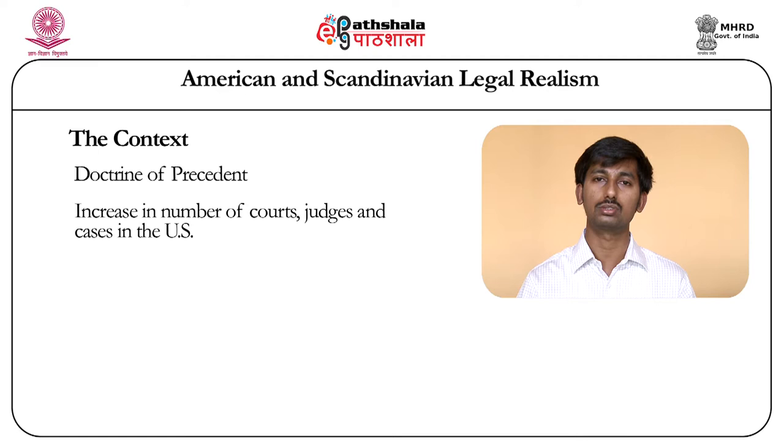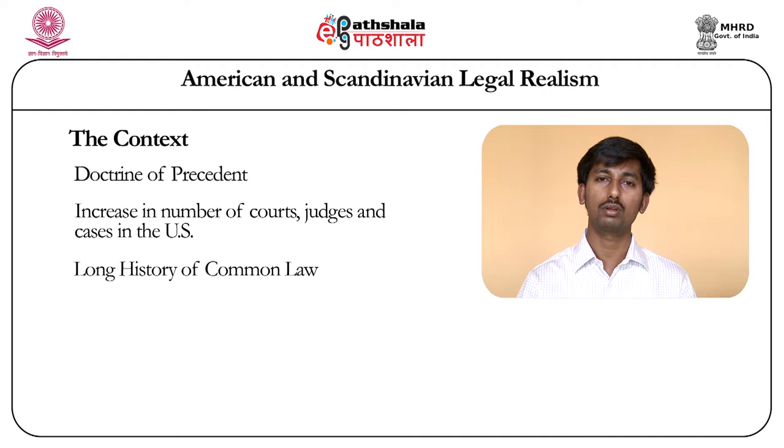Now, if you look at the long history of common law along with that point of time, relatively speaking, the number of courts was increasing, the number of judges was increasing, and the number of cases decided was also increasing. The net result is that some deviations were felt when judges decided a number of cases over the course of time. When such changes were noticed, some people were very quick to point out that these changes or deviations do not have any logic behind them. And why do they feel so?